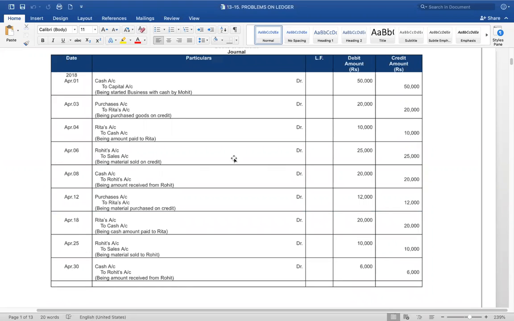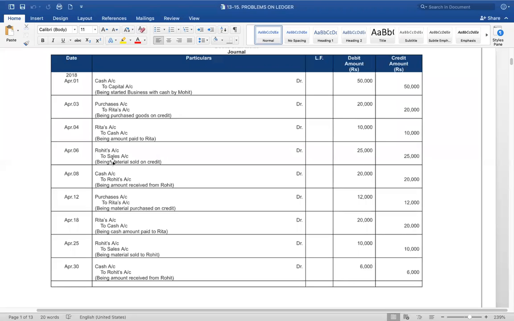Rohit is the receiver, debit his account, and sales is to be credited. Look at this. Rohit account debit 25,000 in the debit column, to sales account, credit in sales account. Sir, when you're selling goods to Rohit, can we write Rohit's account debit to goods account also? Yeah, goods account is not wrong, but the general practice is sales account.